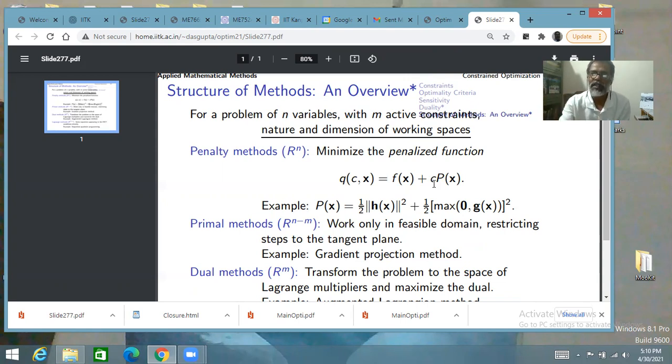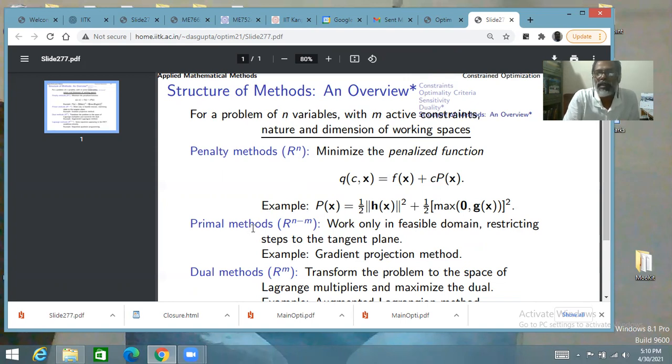And in the later iterations, C becomes large, so that this finally becomes 0 and all the constraints are satisfied. So this is the kind of methods which operate in the primal space, the original space, the X space, the variable space, the design space. Okay. Now, another kind of methods is primal methods.